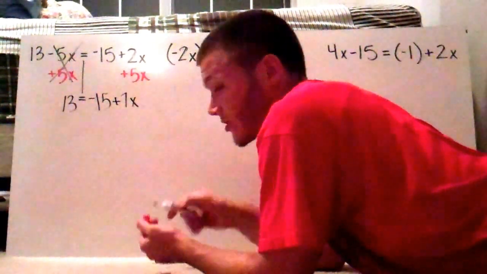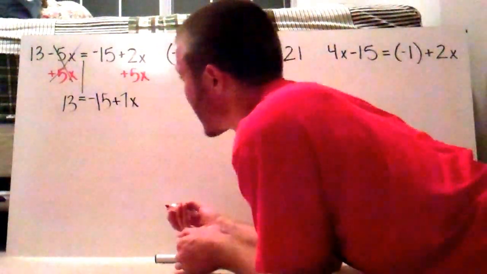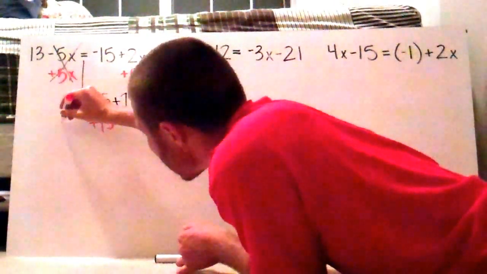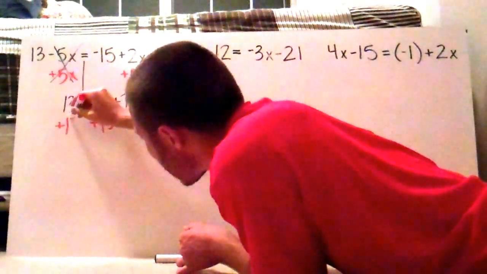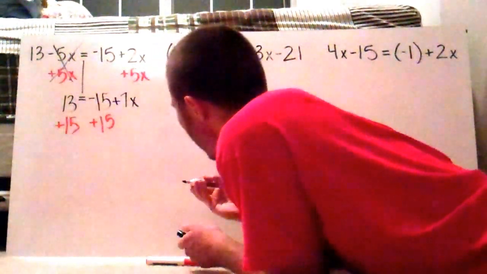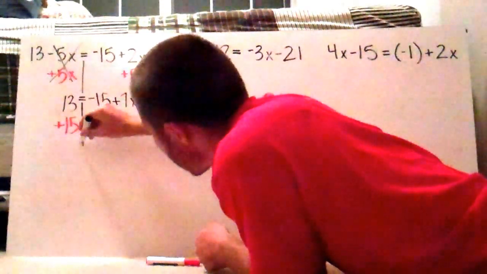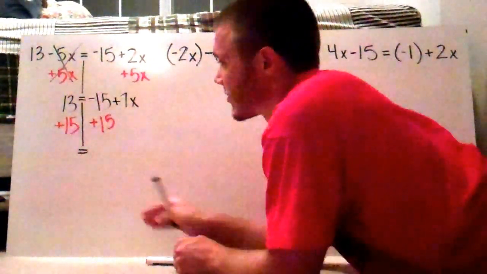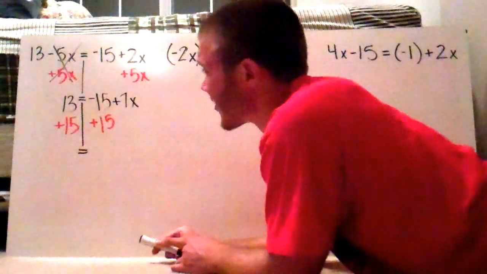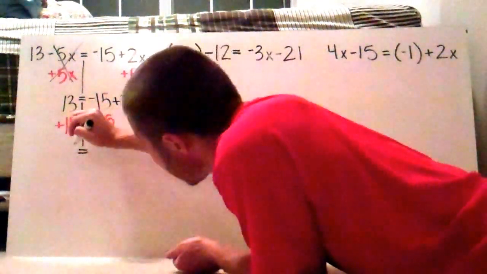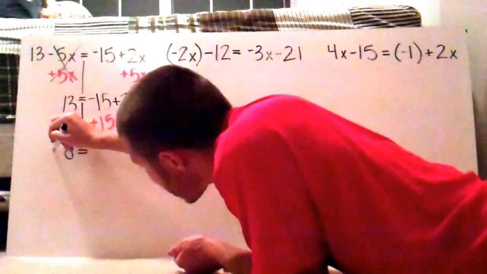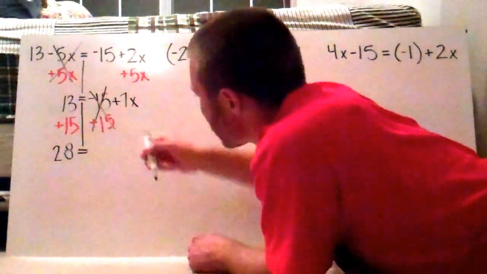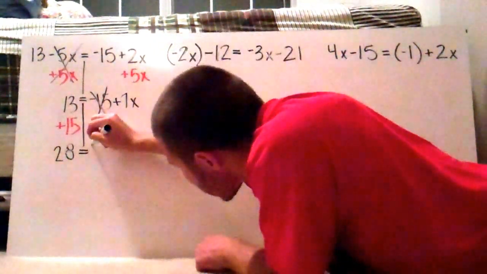Now I have to move the integers to one side. So the opposite of negative 15 is going to be plus 15. So I'm going to do that on that side, and I'm going to do it on this side. And again, I'm going to draw this line. You don't have to do this, but if you're having trouble remembering that there's two sides to an equation, you know, use that line. Can't hurt. So we've got 13 plus 15 is going to give me 28. This might look ugly. And then these are going to cancel out because they're inverses. And we have positive 7x. So I'm just going to write that as 7x.